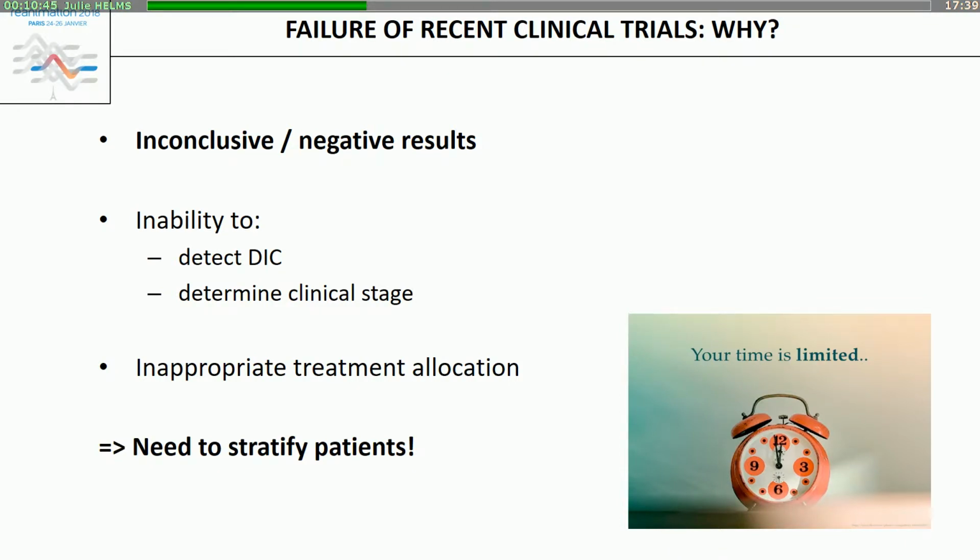So far, the recent clinical trials are disappointing and with either inconclusive or negative results. And part of these negative results are due to our inability to detect properly DIC and to determine its clinical stage, which has led to inappropriate anticoagulant treatment allocation in some of our septic patients. So we have to find a way to diagnose DIC and to stratify our patients.